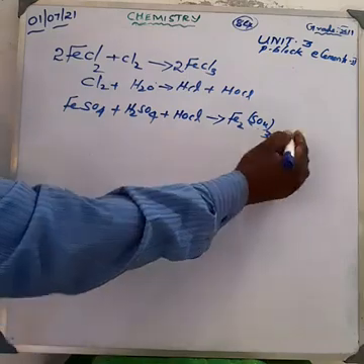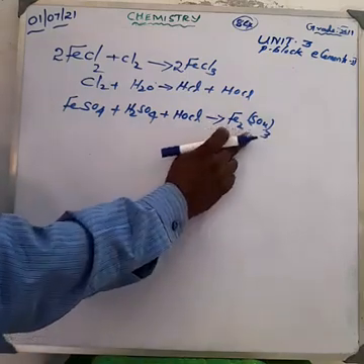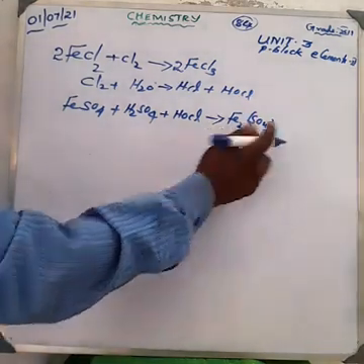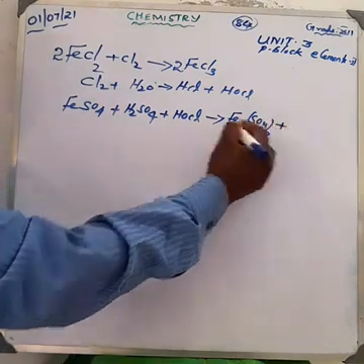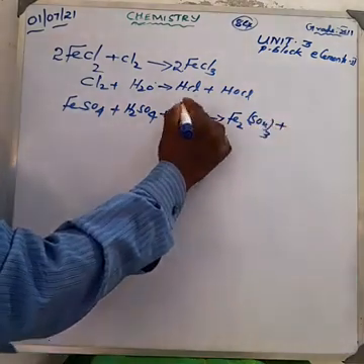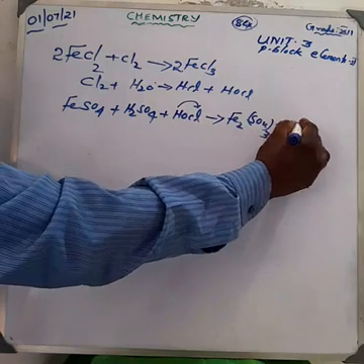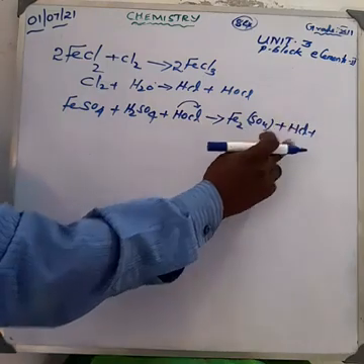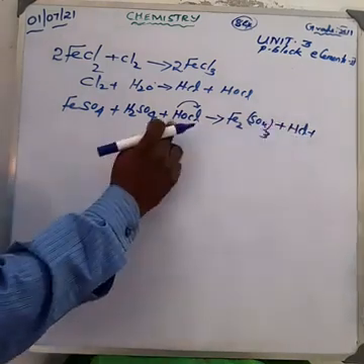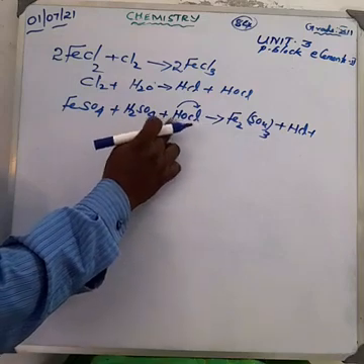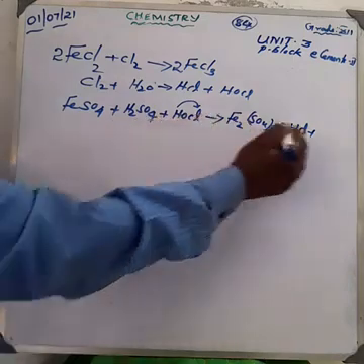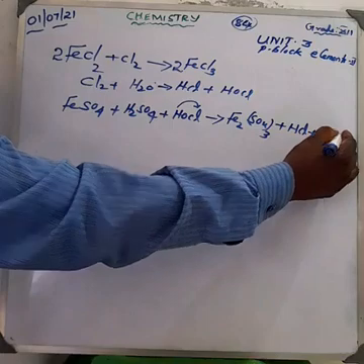Fe2(SO4)3. What is the formula? Ferric sulfate, plus one of the hydrogen combines with the chlorine, we get HCl. And also here H reacts with OH, we get water molecules, H2O.